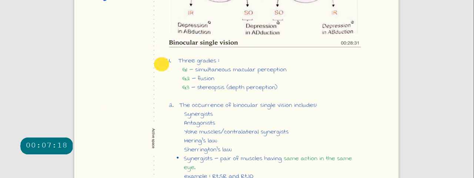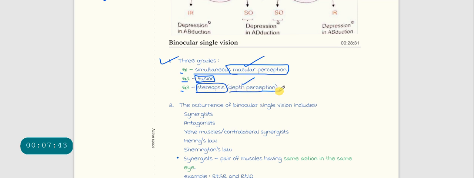So what are the 3 grades of binocular vision? G1, G2 and G3. G1 is the stimulus to the macular perception. Remember the macular perception. Here there is a fusion of both the images, and in grade 3 you are going to see the stereopsis. That is nothing but depth perception. So you will be able to perceive the depth of something.